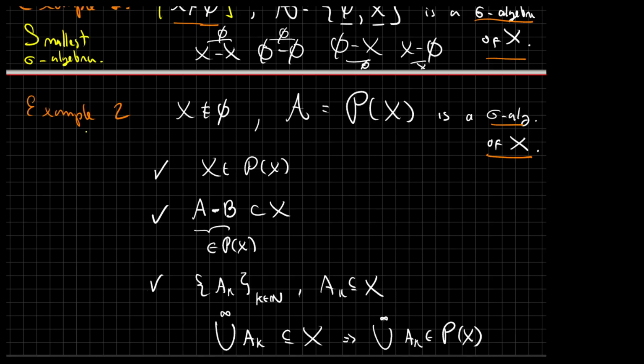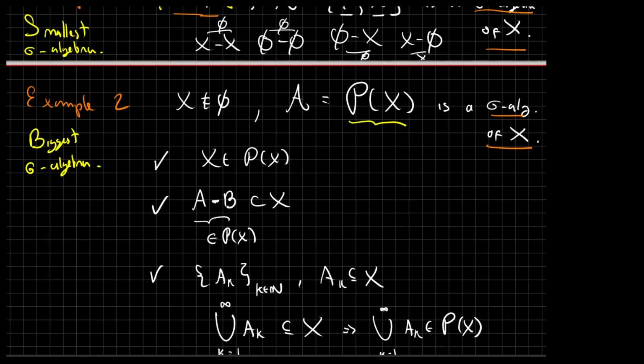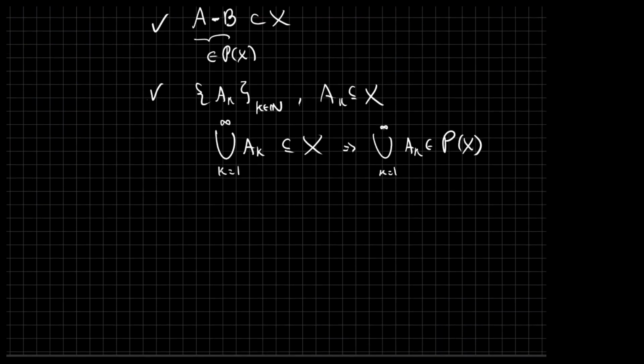So this is, let's say, the biggest sigma algebra. So the smallest is the sigma algebra composed of these two elements, the space and the empty set, and the biggest is the sigma algebra composed of the whole power set. So both are trivial sigma algebras. Now let's continue with a third example.